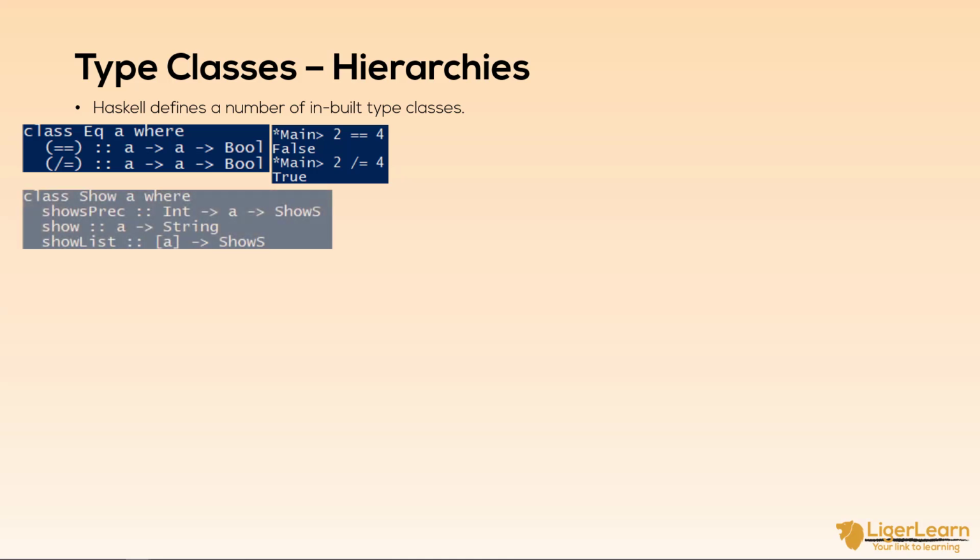The Show type class defines the show function that allows you to convert a value of a type to a string representation. In one of the previous slides, we created our own version, which we called myShow. I just did that as an illustration of type classes. In actual fact, we can just go ahead and use the inbuilt Show type class and the show function to achieve the same thing.